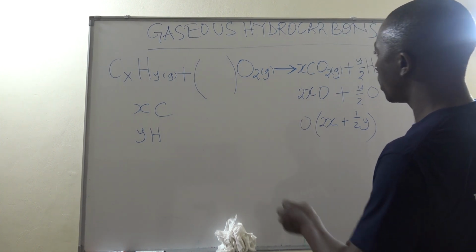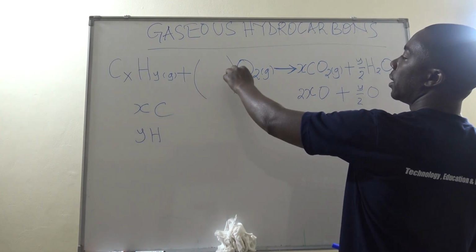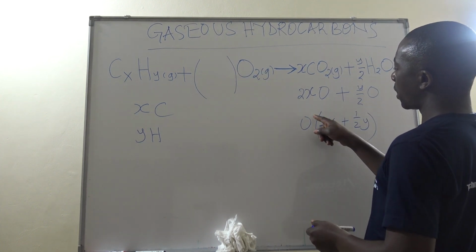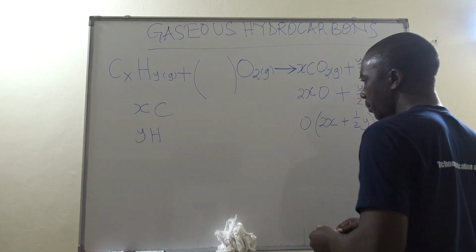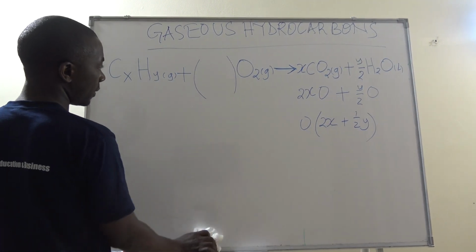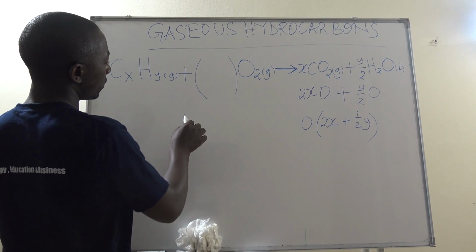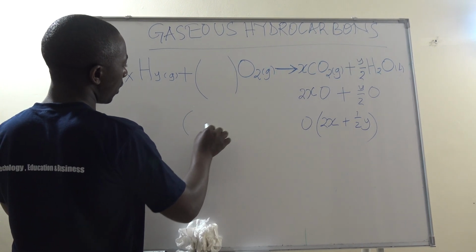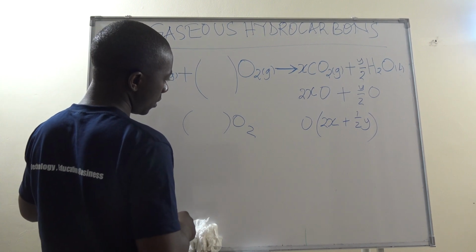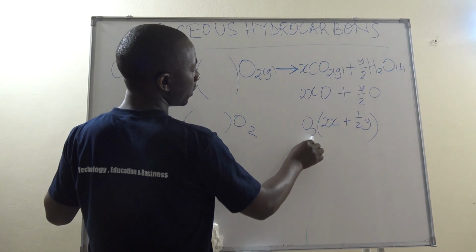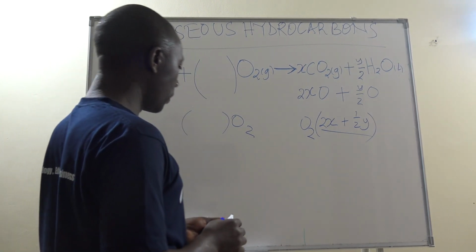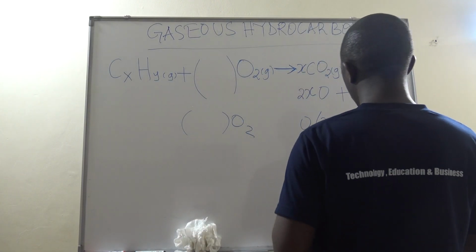Now, remember, on the left hand side we have 2 oxygen atoms. That means if I multiply this by 2, on the left hand side I'm having a bracket with the 2 oxygens. So if I also increase this by 2, that means the ones inside I have reduced them, so that I would really try to balance it.